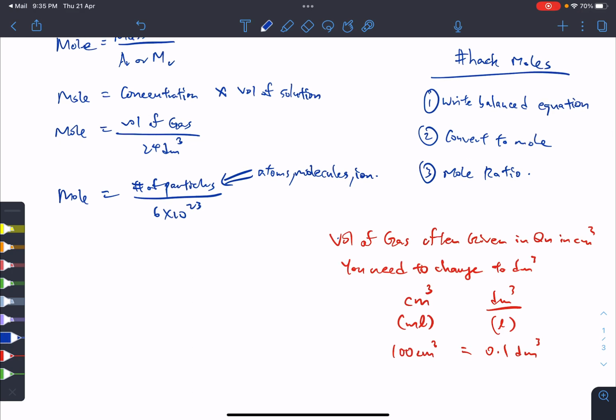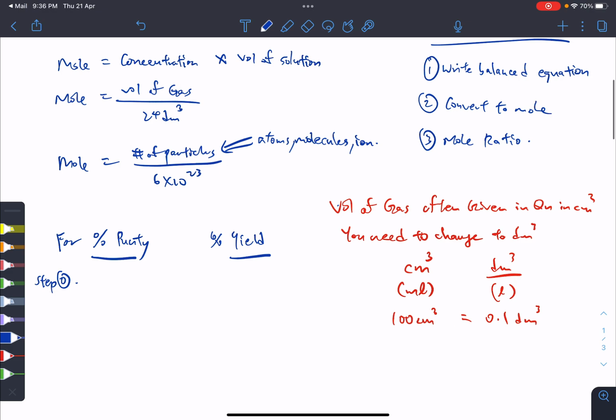For 2 types of question, for percentage purity and percentage yield, you see the hashtag hack has 3 steps. Step 1, step 2, step 3. For purity and yield questions, think of it as there's step 0. Very simple. What am I talking about? Purity refers to reactant or product? Reactant.